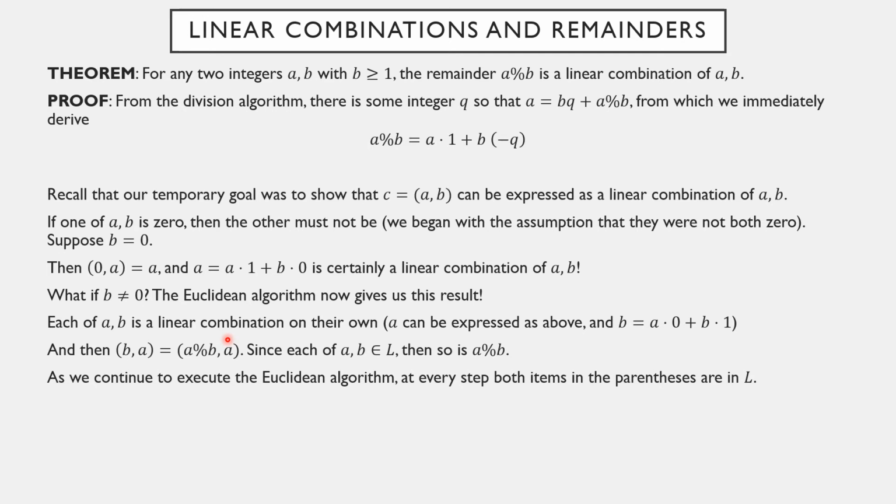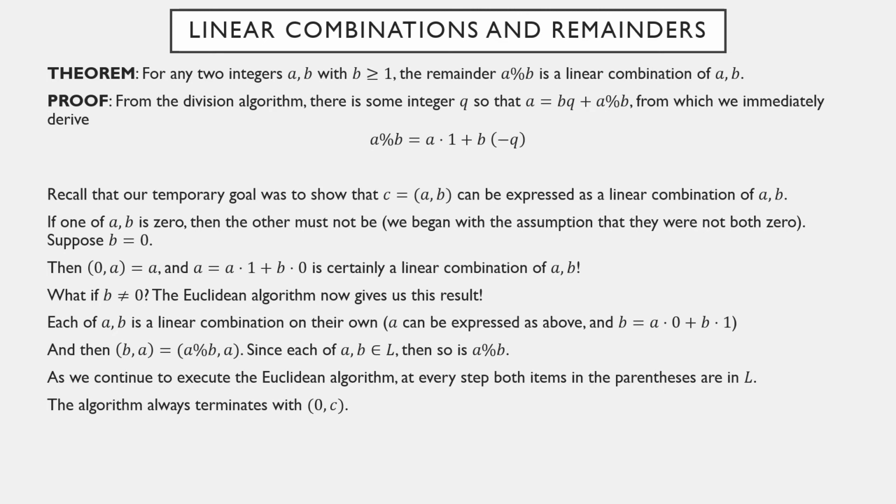Every time we execute the Euclidean algorithm, we start with two things in L, and then we replace them with a remainder computation. But the remainder was between two things in L. And we've already seen that if you have two things in L and you do a remainder computation, you just have a linear combination of those two things, which is therefore in L again. So you start off with B and A, both in L. The Euclidean algorithm says do a remainder computation, which is guaranteed to remain in L.